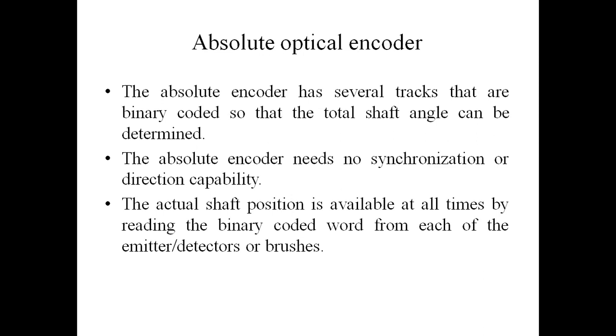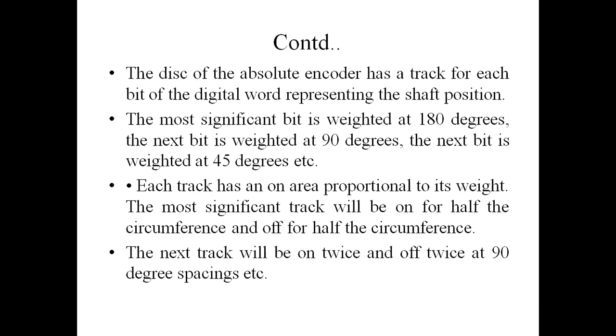The absolute encoder has several tracks that are binary encoded, so that the total shaft angle can be determined. The absolute encoder needs no synchronization or direction capability. The actual shaft position is available at all times by reading the binary coded word from each of the emitter detectors or brushes.